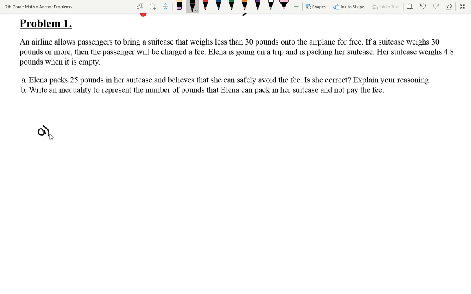Well, if the suitcase is normally 4 8/10 pounds when empty, and you add 25 pounds to that, you end up with 29 8/10 pounds. Now, the restriction comes in at 30. The fee comes in at 30. So as long as this number is less than 30, which it is, 29 8/10 is less than 30, then yes.